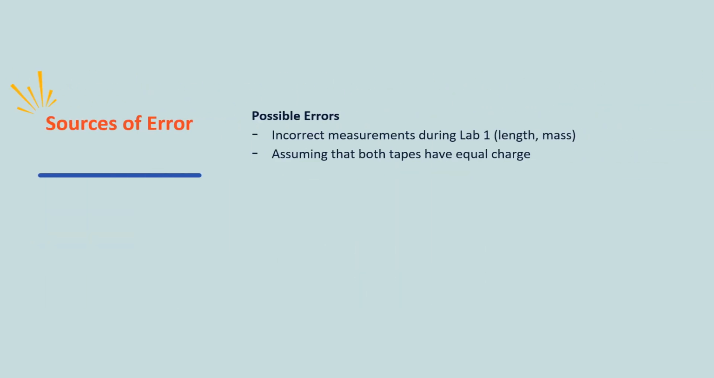Some possible errors associated with this lab include incorrect measurements during Lab 1 for physical quantities such as length or mass. Also, our assumption that both tapes have equal charge may not be true in reality.